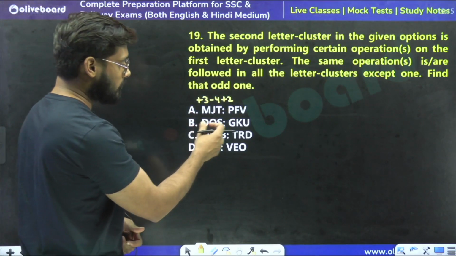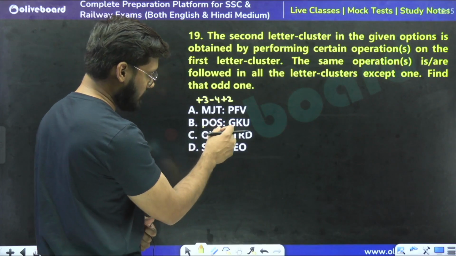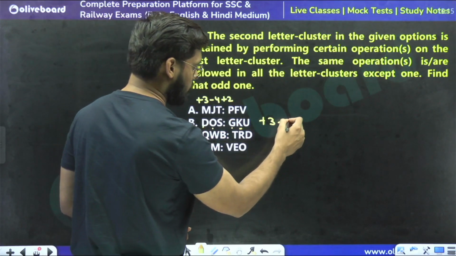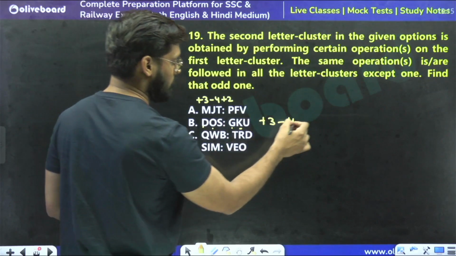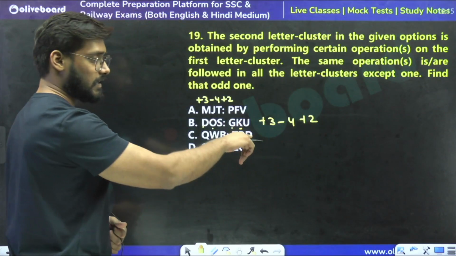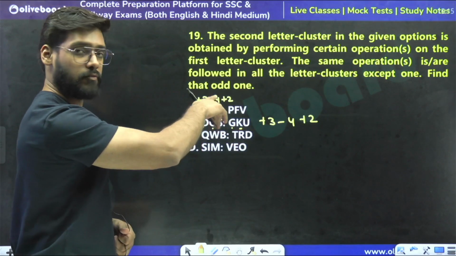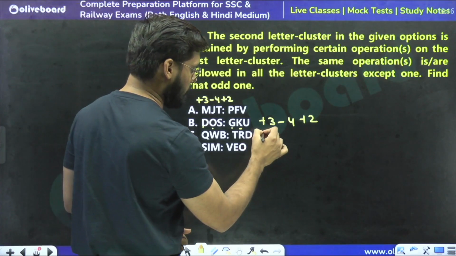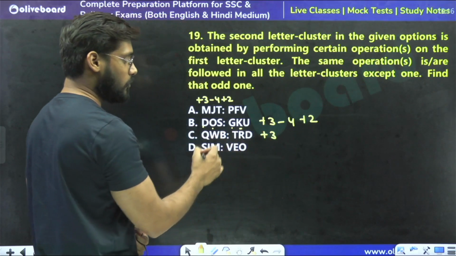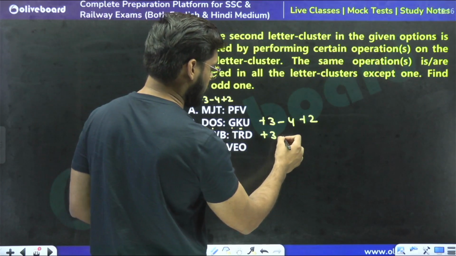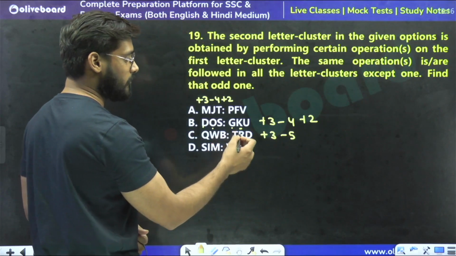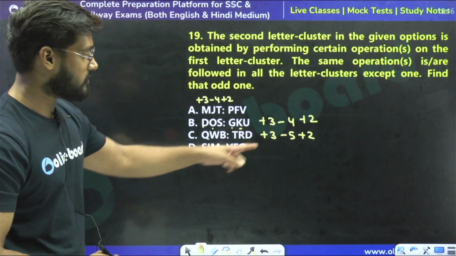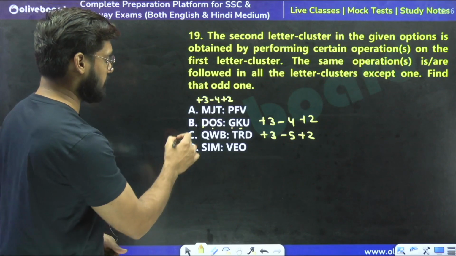Okay. What about DOS and GKU? D comes at 4, G comes at 7, plus 3. O 15, K 11, minus 4. S 19, U 21, plus 2. Same, plus 3, minus 4, plus 2. Let's see CQW. Q comes at 17, T comes at 20, 17 to 20 is plus 3. W 23, R 18, that is minus 5. B 2, D 4 means plus 2. The logic has changed from here. So option number C is the wrong one, I guess.